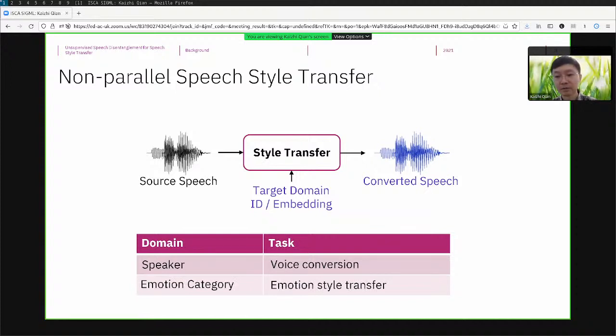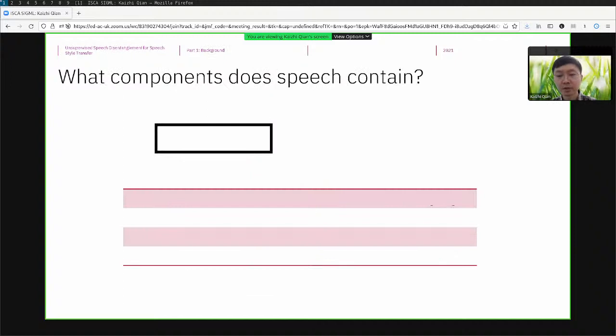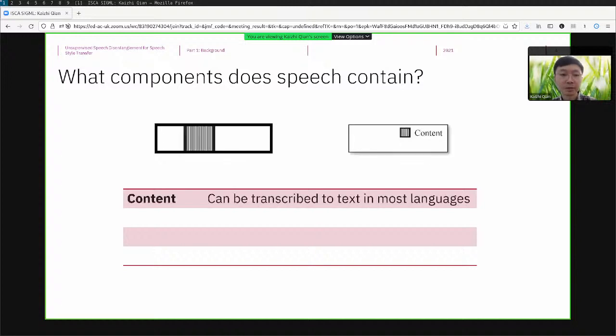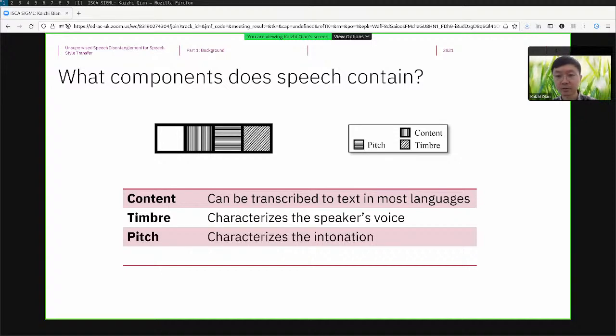In this talk, we will be focusing on non-parallel style transfer, which assumes no parallel data across the source and target domains is available during training. Before looking into style transfer, let's see what different components speech contains before trying to convert them. If we represent the full information of speech as a bar, the major components of speech can be represented using the following blocks. The first block is the content block, which can be transcribed to text in most languages. The second block is the timbre block, which characterizes the speaker's voice. The third block is the pitch block, which characterizes the intonation. And finally, the fourth block is the rhythm block, which characterizes how fast a speaker speaks.